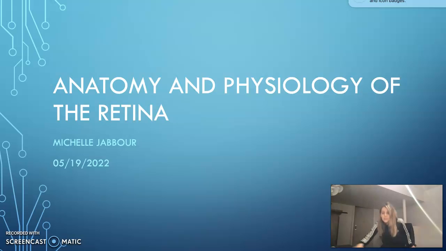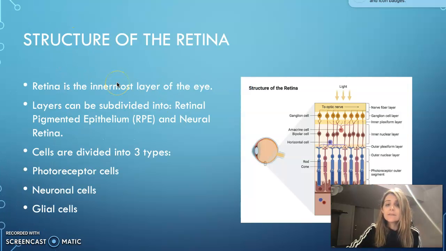In today's presentation, I'll be discussing the anatomy and the physiology of the human retina. The human retina is defined as the innermost layer that coats the innermost layer of the human eye. The retina itself is subdivided into two categories, as shown in this image here. We have the first layer, the retinal pigmented epithelium, and then we have the neural retina.